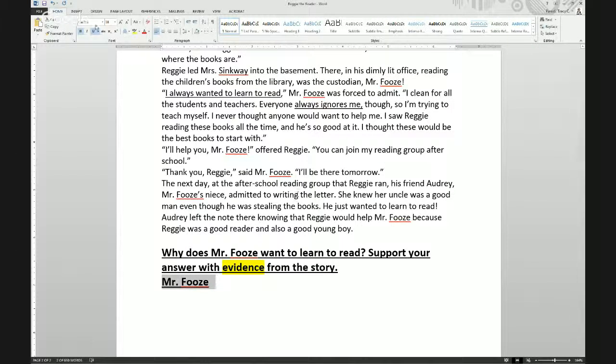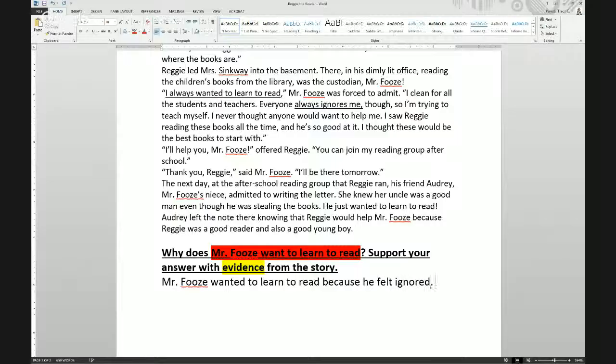Let's see here. Mr. Foos wanted to learn to read. I'm borrowing all of those words because then I'm restating the question. Mr. Foos wanted to learn to read because. You're explaining, it said why, so you need to use the word because. He felt ignored.